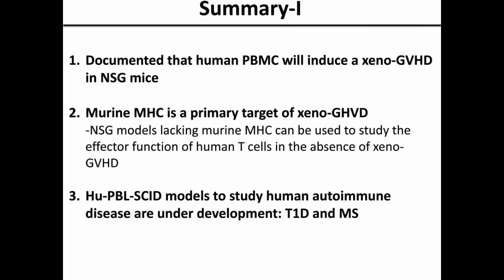So just to summarize that portion for the Hu-PBL-SCID description, we've documented that human PBMCs will induce a xenogeneic graft-versus-host disease in NSG animals. And we actually use that as a model to test T-cell specific therapeutics. I've also shown you that murine MHC is a primary target of the xenogeneic graft-versus-host disease, and that models lacking murine MHC can be used to study the effector function of human T cells in the absence of the xenogeneic response. Now, where we really would like to move all these models is to study human autoimmunity, where we get PBMCs, for example, from type 1 diabetics and MS patients, and study their biology in these mouse models.